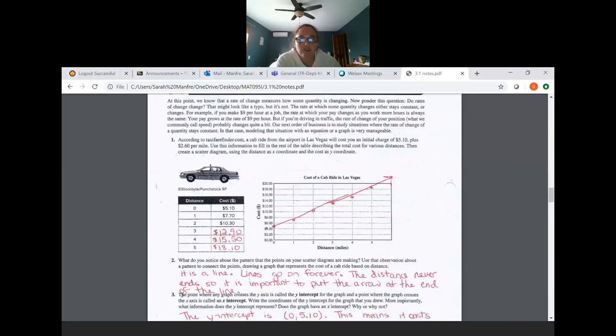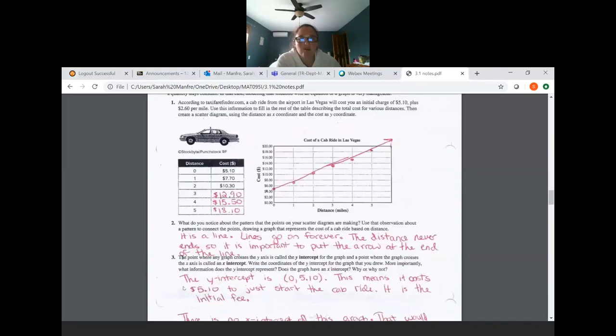Okay, now question number 3 is important. It says the point where the graph crosses the y-axis is called a y-intercept, and the point where the graph crosses the x-axis is called an x-intercept. So if you look here, this point right where my arrow is, 0 miles is $5.10. That's my y-intercept. We write it like this: (0, $5.10). Okay, x is 0, y is $5.10.